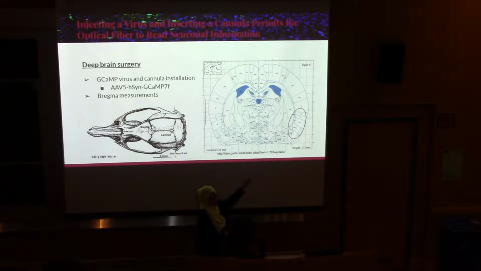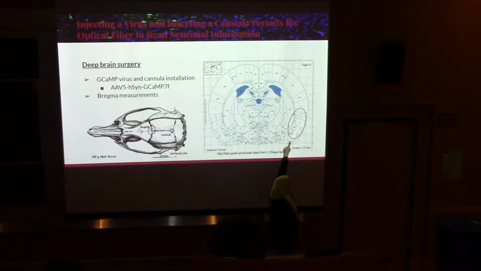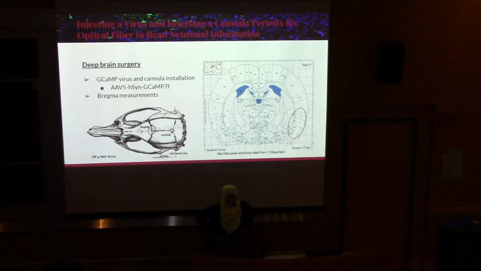This is a slice of a rat brain, and you can see the coordinates that allow us to find where we are on the edges of the atlas. And right here is where our amygdala is, and right here is the insular cortex. So by using these coordinates, we know exactly where we're trying to find the insula or the amygdala and how we can inject the virus and cannula into the brain.